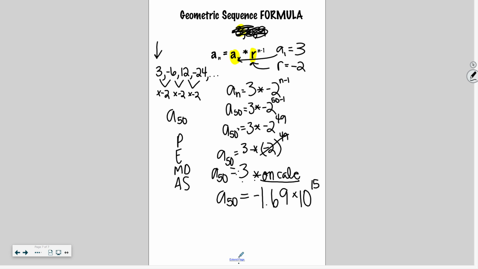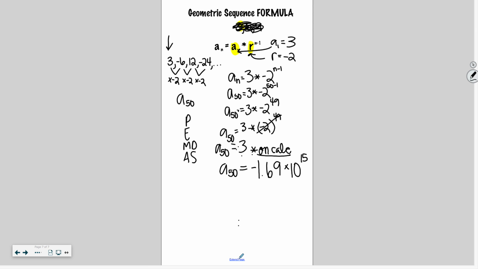If I want you to write this without exponents, that means we've got 1.69, and we need to move this over 1, 2, 3, 4, 5, 6, 7, 8, 9, 10, 11, 12, 13, 14, 15, and fill all those in with zeros. And that's what number comes next in this sequence.